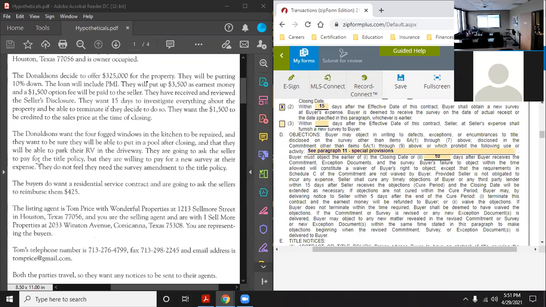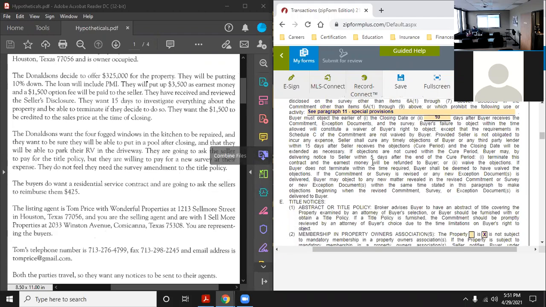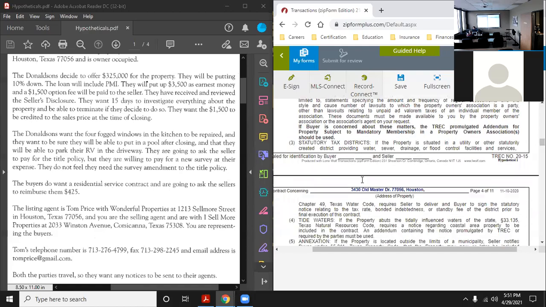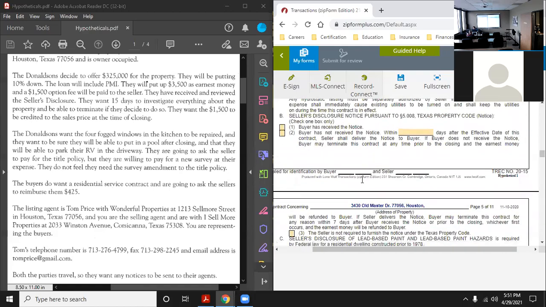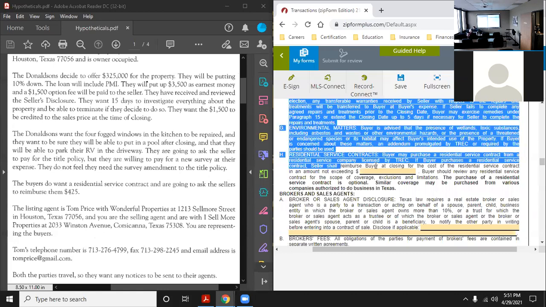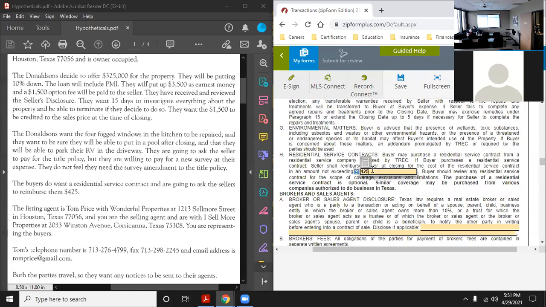They do not feel the need for the survey amendment to the title policy. The buyers do want a residential service contract and are going to ask the sellers to reimburse them for $425. And that is where it comes down to the residential service contract and H, the home warranty. So you just put 425 in there.